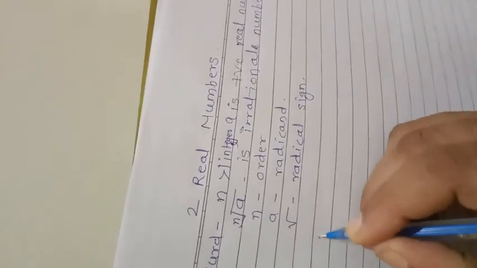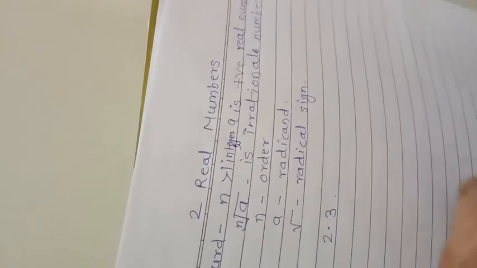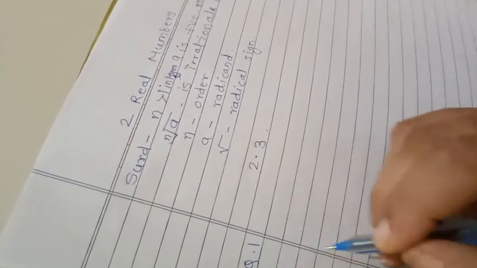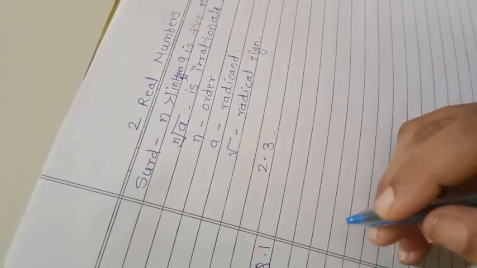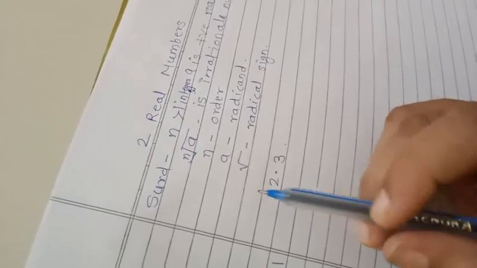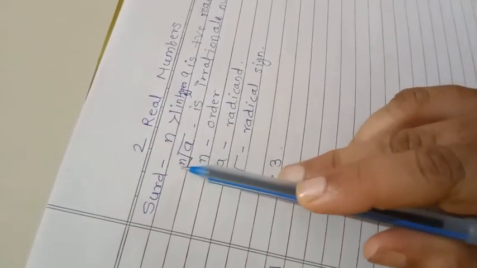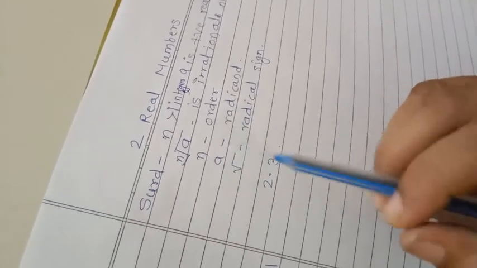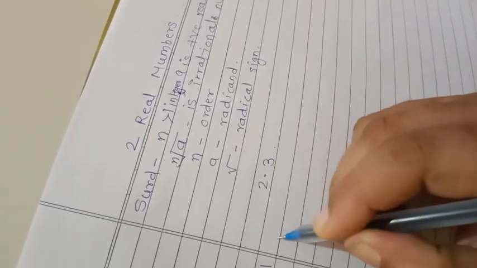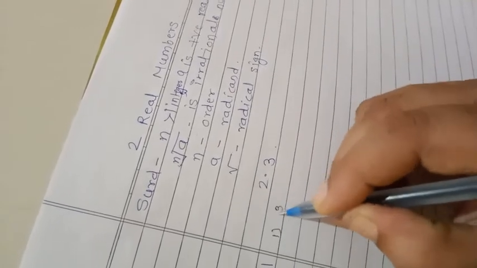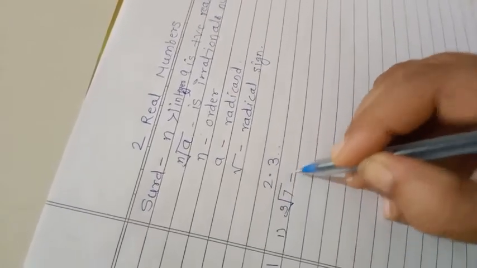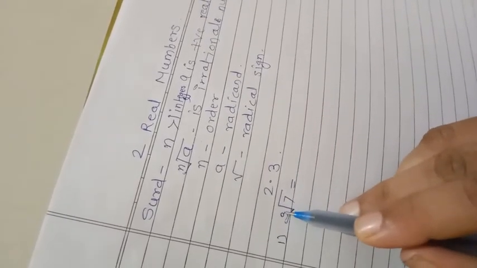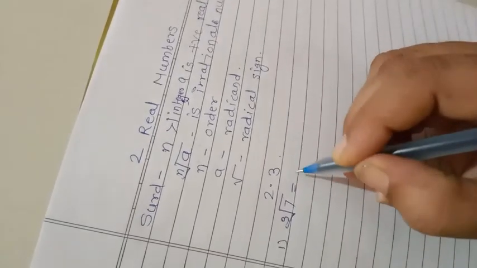See in practice set 2.3, in the first question, state the order of the surd. See in the definition here, in the nth root of a, n is the order of the surd. In the first example, cube root of 7 is given and the order of this surd means here the value of n is 3, so order is 3.